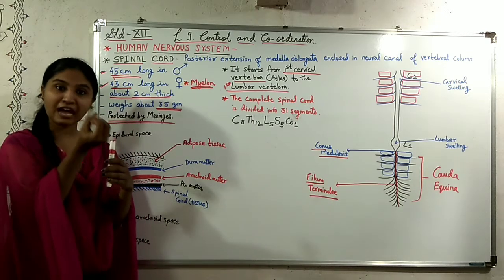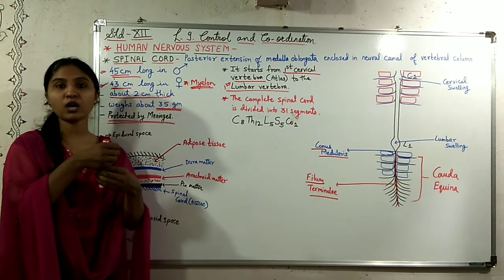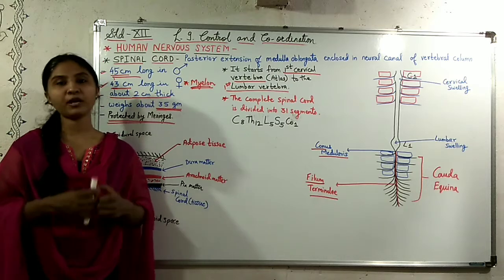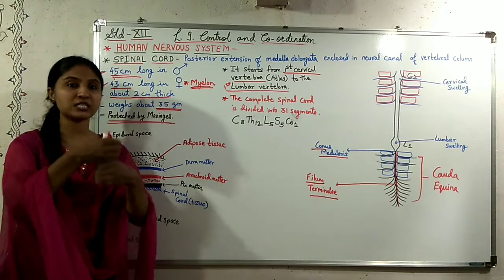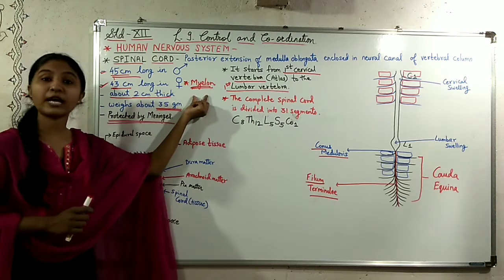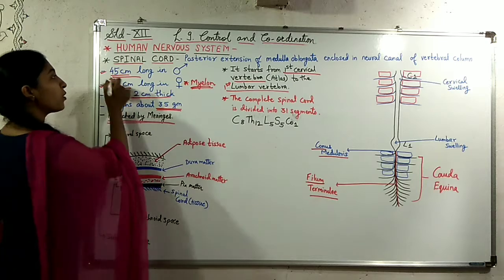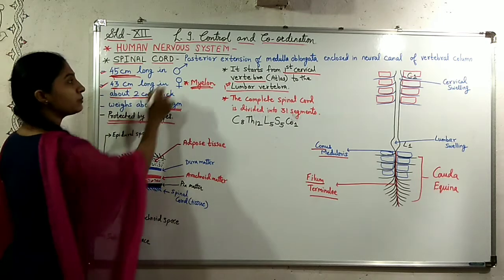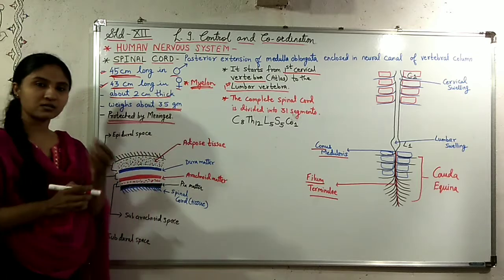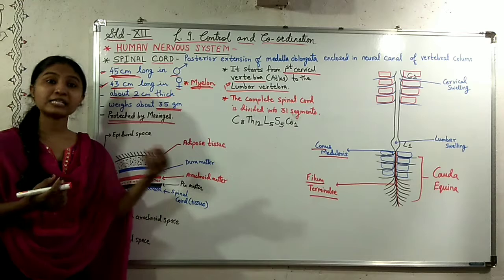The vertebral column has a cavity in between, and through that cavity the spinal cord runs. So the spinal cord is the extension of the medulla oblongata and it is enclosed inside the neural canal of the vertebral column, and it is also called myelon. Now this spinal cord is about 45 centimeters long in males and 43 centimeters long in females. There is a slight difference in length between males and females.